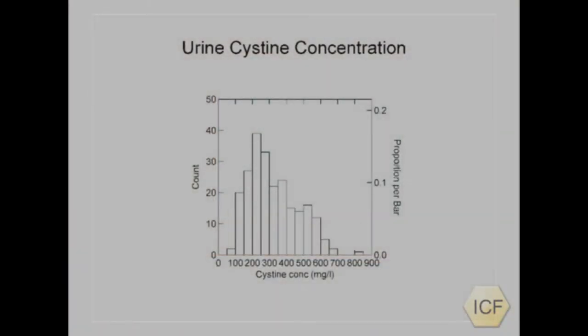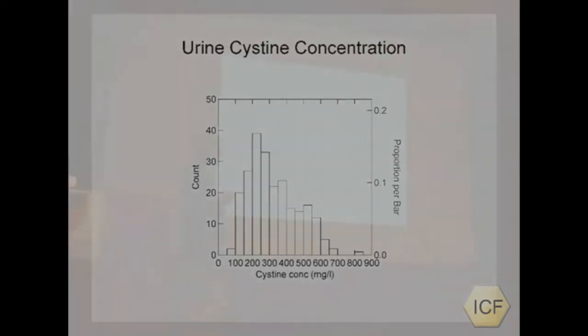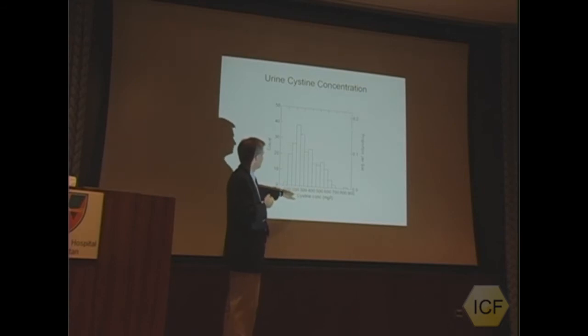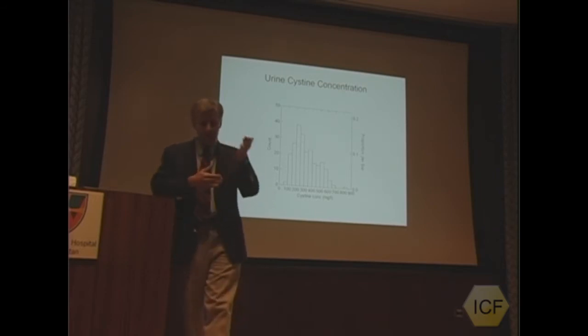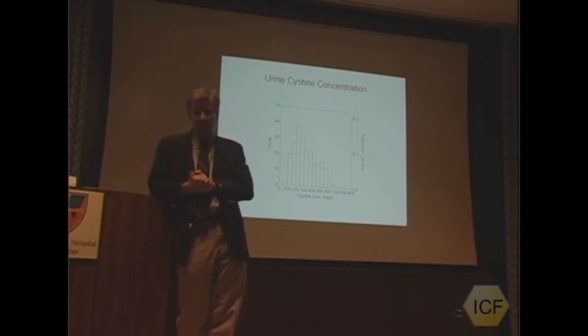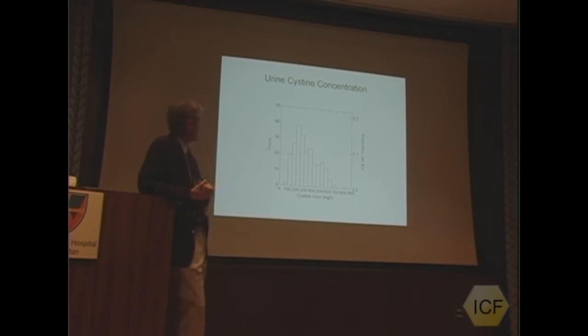All right, cystine concentrations. What do they look like in urine? Urine cystine is, in general, you like to think about what's a goal of cystine concentration. Generally, people say you'd like to keep it under 250 milligrams per liter. The higher the pH, the better off you are.